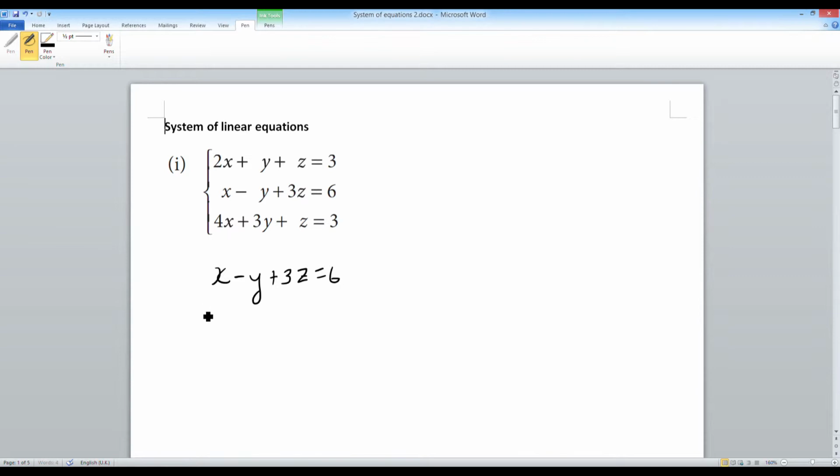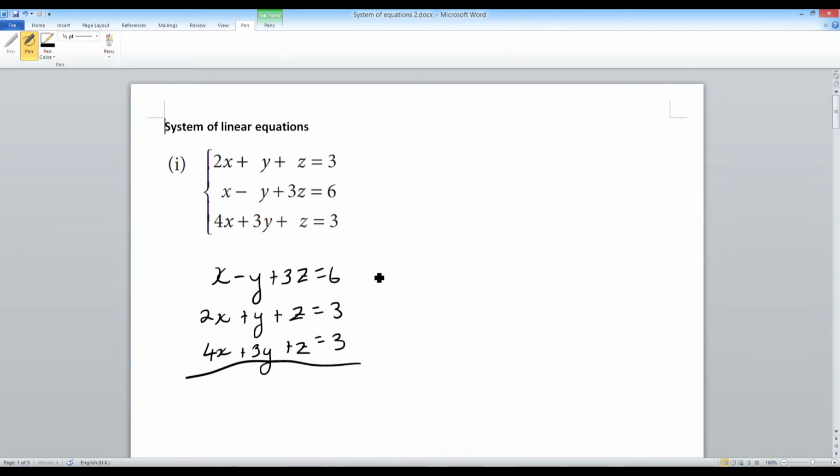Then I can just write the next two equations, 2x plus y plus z is equal to 3, and the last one here, 4x plus 3y plus z is equal to 3. Yeah, both of them are equal to 3. Okay, so this is what I first do. I rearrange it. I want to make sure that my first equation, if possible, has no coefficient in front of x. It's not always possible, but if it is, then it is actually easier.